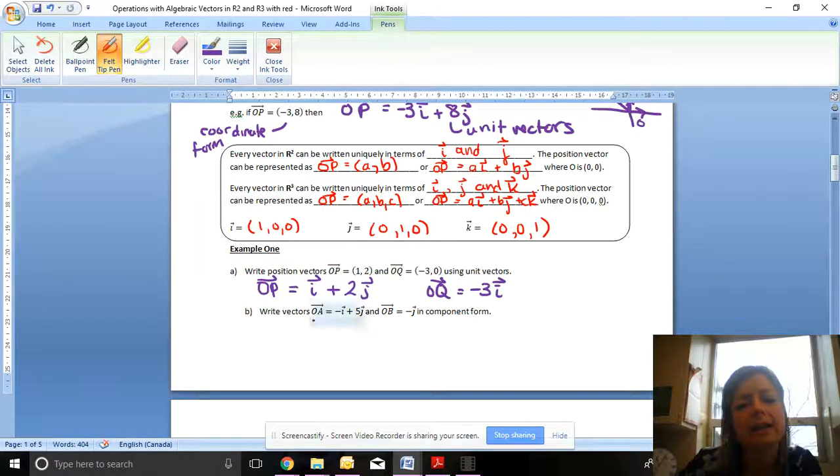Alternatively, it can give it to you with unit vectors. So this a value is negative 1, and the b value is 5. So this is referring to the coordinate (-1, 5). This one you'll notice there's no value of i, which means that the a value must be 0, and the b value is negative 1, the coefficient in front of j. So this is referring to the position vector with its head at (0, -1).